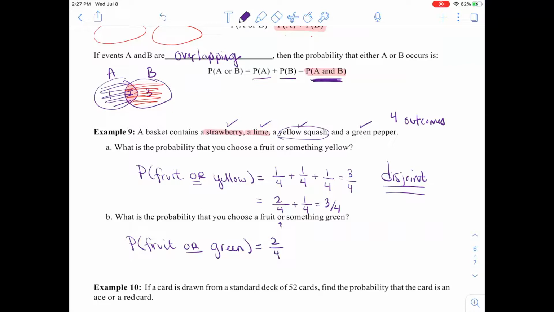Well, we know it's 2 out of 4 chances we get a fruit, right? It's either a strawberry or a lime. Plus, the lime is green, right? And the green pepper is green. So there's 2 out of 4. The problem is this guy: the lime is green and a fruit. So I overcounted, and I have to take that away. And so I get 3/4 again. The other option was you could have said, no, Stephanie, it's 2 out of 4, and then I just won't count that lime again, and I just count that green pepper. That works too. But I really wanted to show you taking away the overcounting if it's not terribly clear. So these are known as overlapping.